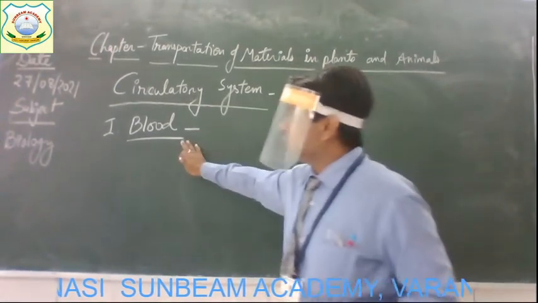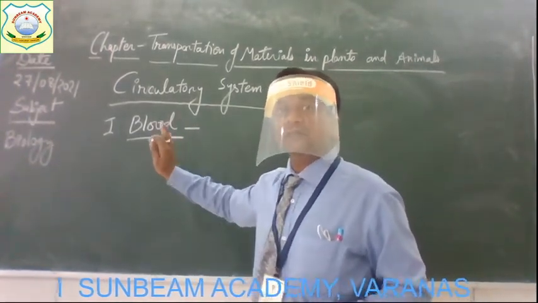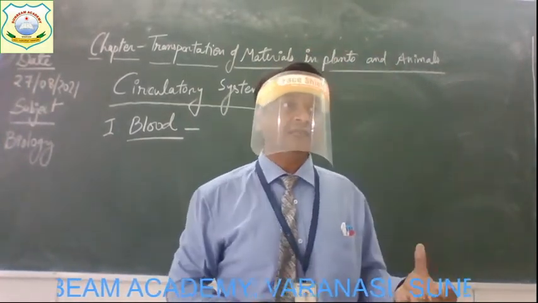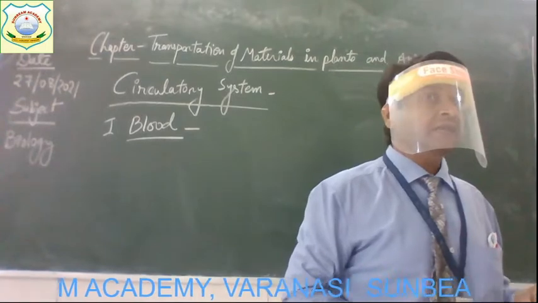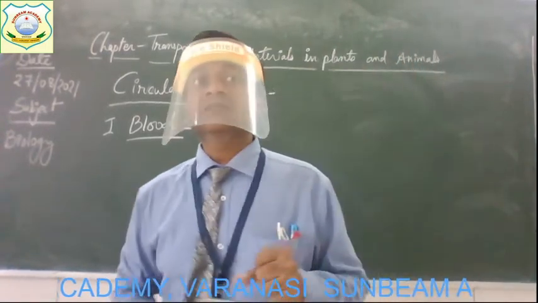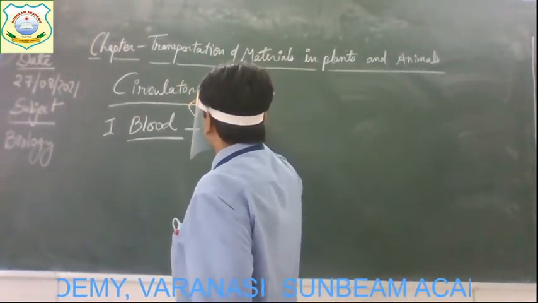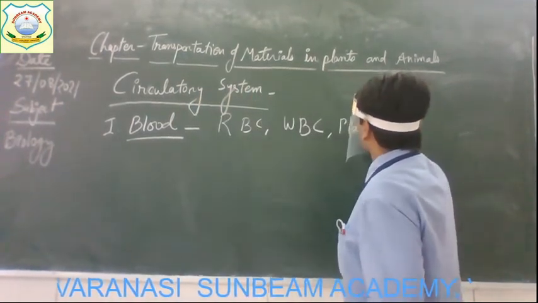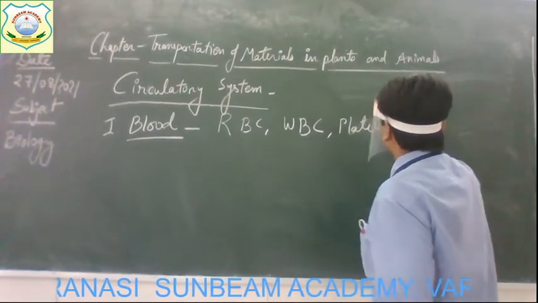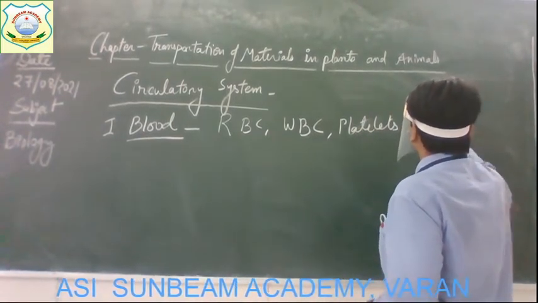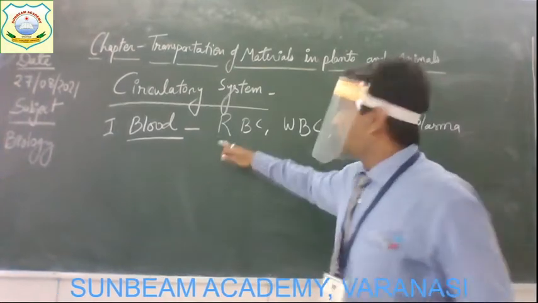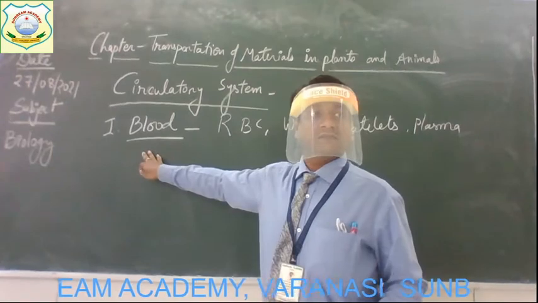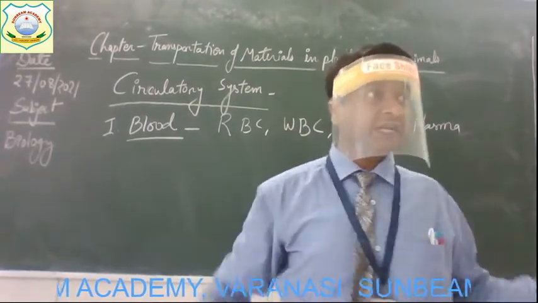Blood is a fluid which has different kinds of cells, and it has a liquid part also, which is known as plasma. The cells are RBC, red blood cells, WBC, white blood cells, and platelets, and plasma, the liquid part. Get it? So they all together make the blood. Clear? We discussed it yesterday.